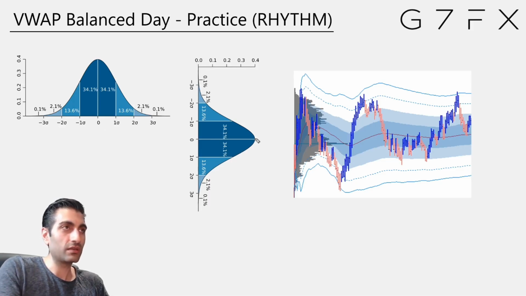So essentially, what have we got here? The second standard deviation is basically this area here. Can you see that is the second standard deviation?